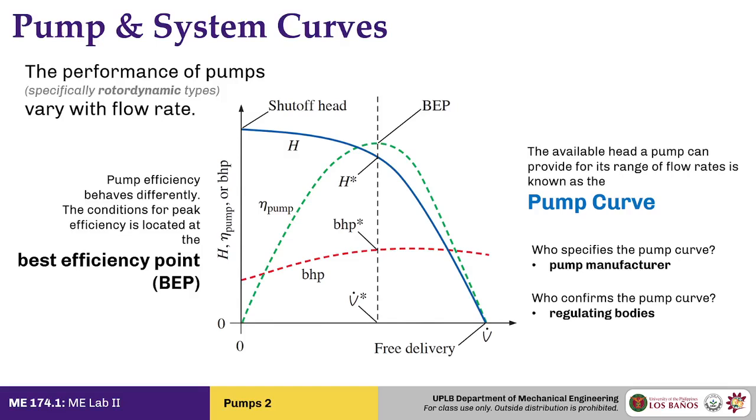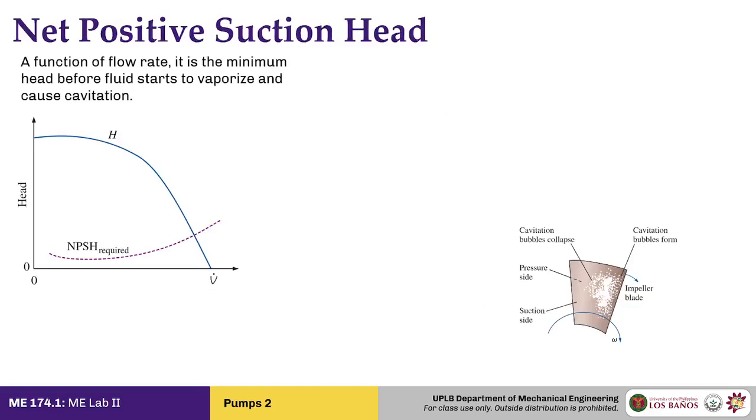Now, all of these curves pertain to the performance side of the pump, but there is also this danger, especially in the suction side, wherein the pressure can get way too low, such that the fluid starts to vaporize and cavitate all over the impeller. So, in order to avoid cavitation, engineers specify what we call the net positive suction head.